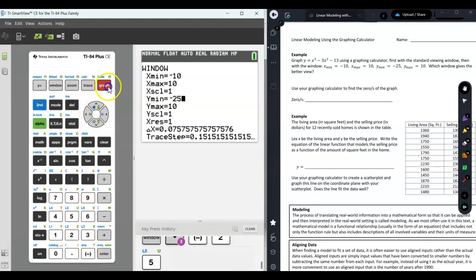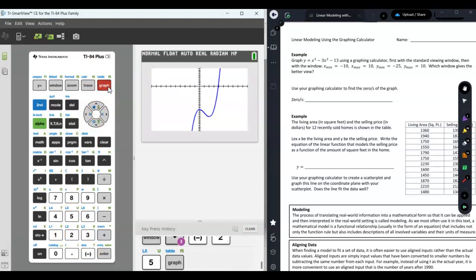-25, and then hit graph again and see, yeah, that's definitely a much better picture here. So in terms of which window gives the better view, definitely this illustrates the importance of playing around with your window. So the second window is much better in this case.